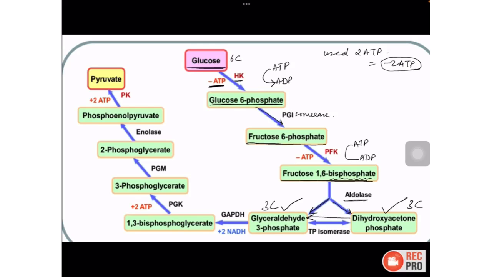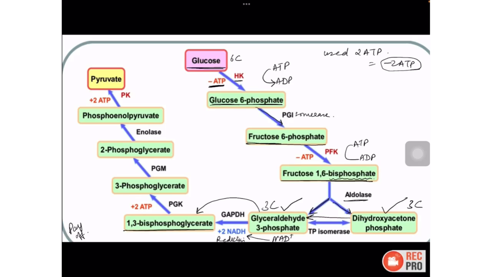After this, we'll have the payoff. That means we will start gaining the ATPs. Now, ATP will be formed after this part of the cycle. Now, glyceraldehyde 3-phosphate will convert NAD into NADH, right? This is by the process of reduction, right? And glyceraldehyde, which is an aldehyde, will be converted to an acid by oxidation to form 1,3-biphosphoglycerate, right?